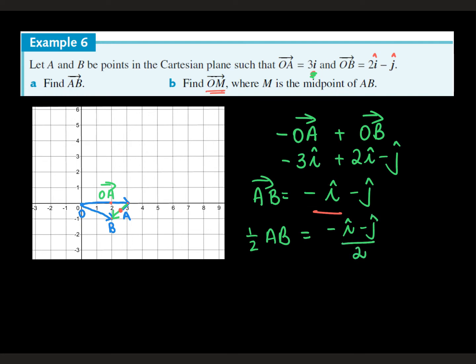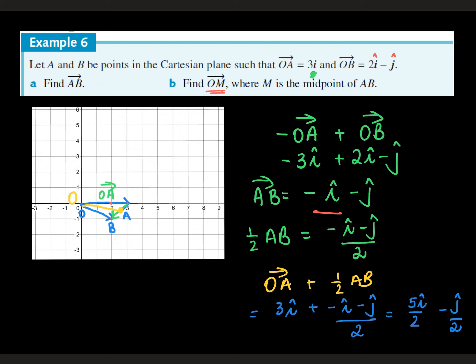Now the question asks us to find OM. That means from the origin to point M here in the middle. So how are we going to get there? Well, we're going to have to trace it along OA first, and then we're going to have to add half of AB. So that's 3i plus negative i minus j over 2, and I'll just do my algebra to work out what that is. 5i over 2, take away j over 2. So 2.5 steps to the right, that's 5 over 2, that's right, and then half a step downwards.